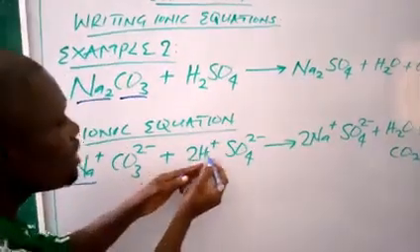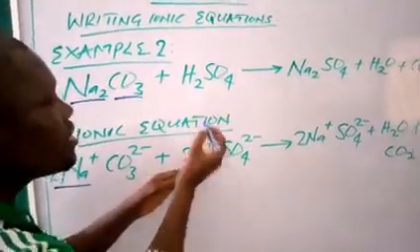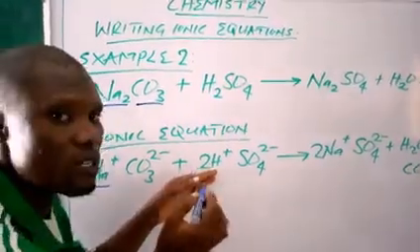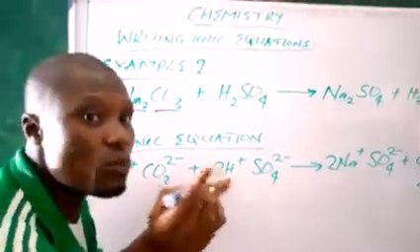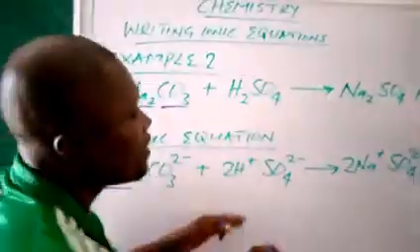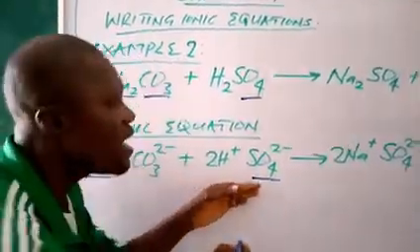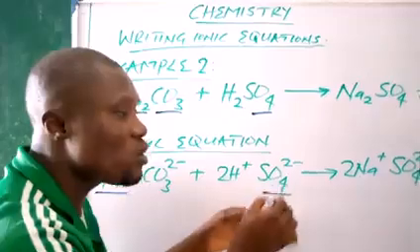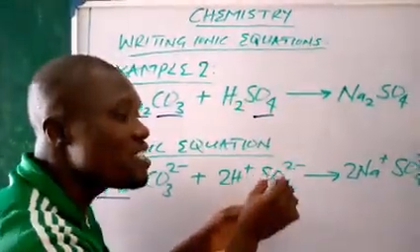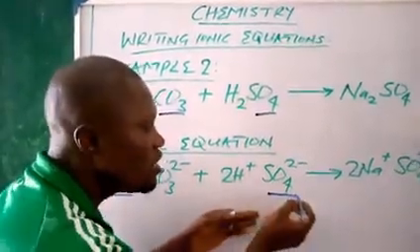Now if you come there, this is hydrogen. We have 2H plus. The ionic form of hydrogen is H plus, because hydrogen has a valency of plus 1 or minus 1. Now looking at SO4 here, the ionic form of SO4 is SO4 2 minus, because this is a tetraoxosulfate 6 ion. So that is the ionic form.